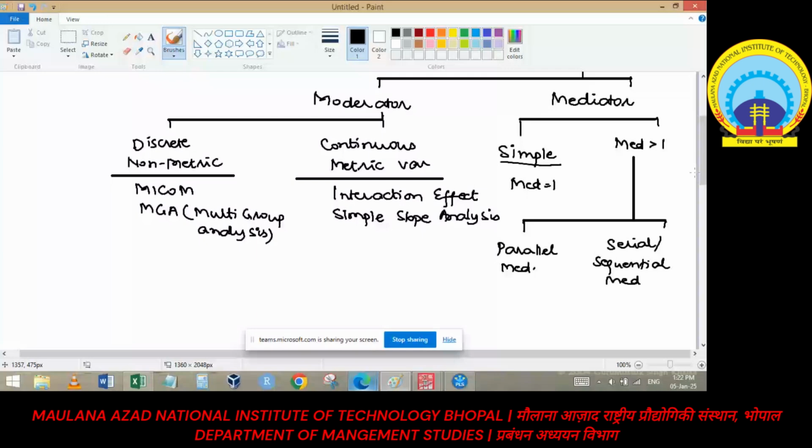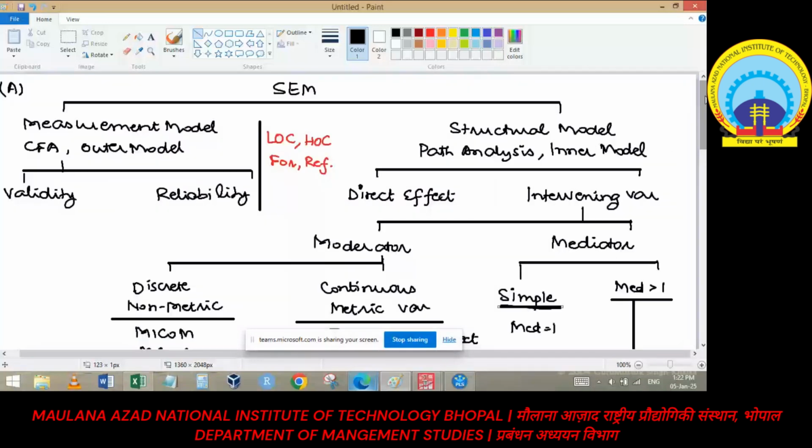When the moderator is continuous, it is called the interaction effect. A simple mediation, we call it simple mediation, the mediator is one. And when the mediator is more than one, it is called either parallel or serial mediation. So this is something in the same domain we will discuss.